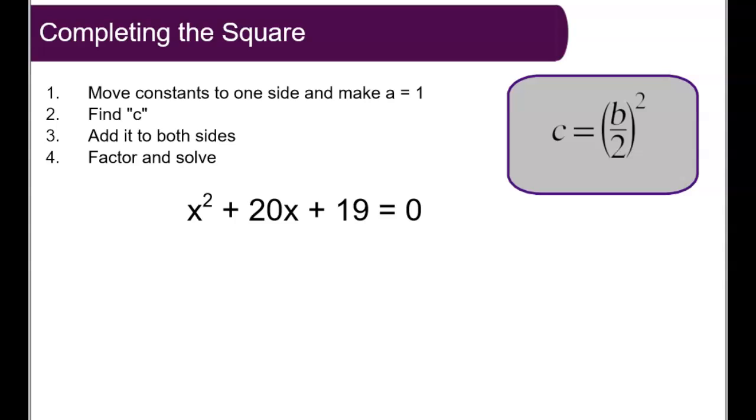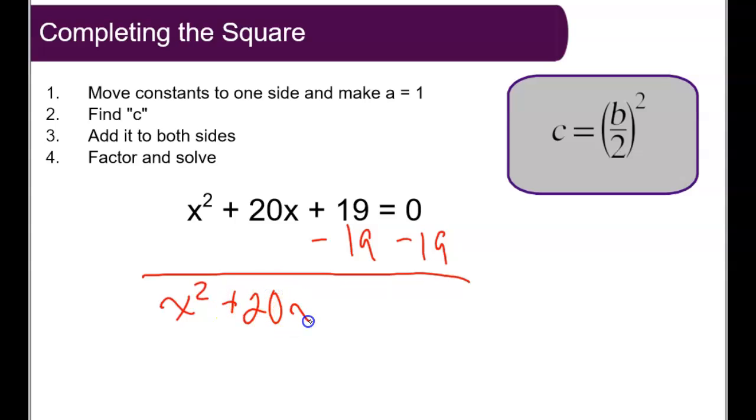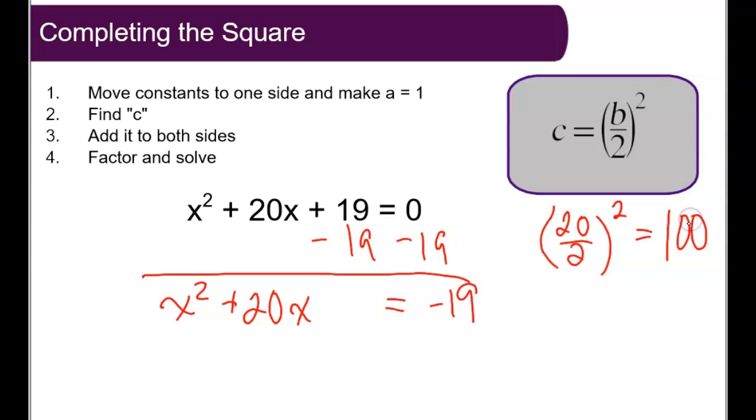So for this first problem, x squared plus 20x plus 19 equals 0. I'm going to take that 19 and move it to the other side of the equal sign. I get x squared plus 20x. I'm going to leave a little space here for my c to complete the square, and that's equal to negative 19. Now, a is already 1, so I don't need to worry about dividing by anything. So, what is c? Well, c is b over 2 squared. My b is 20. 20 over 2 is 10, and when I square that, I get 100. So I need to add 100 to both sides of this equation.